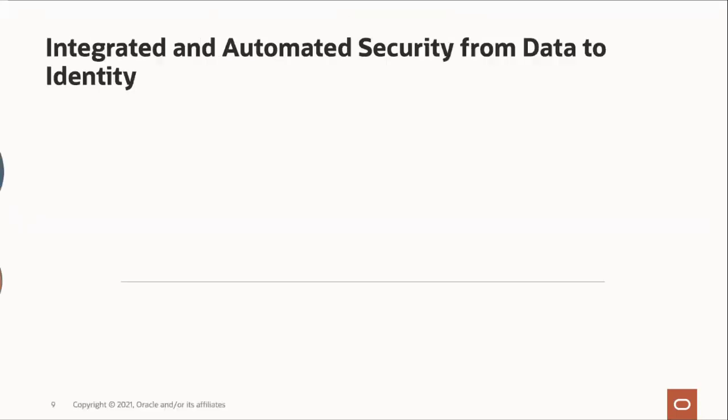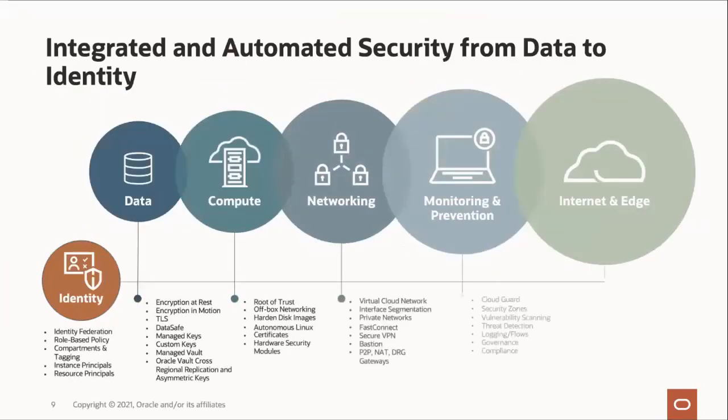And so now I'll let Brandon talk a little bit about our security. Yeah, so this slide here shows many of our key security services across Oracle Cloud. All the way on the left-hand side, we have identity and our security services around identity. And then on the far right, we have our internet and edge. But you can see we have a very robust set of offerings around security.